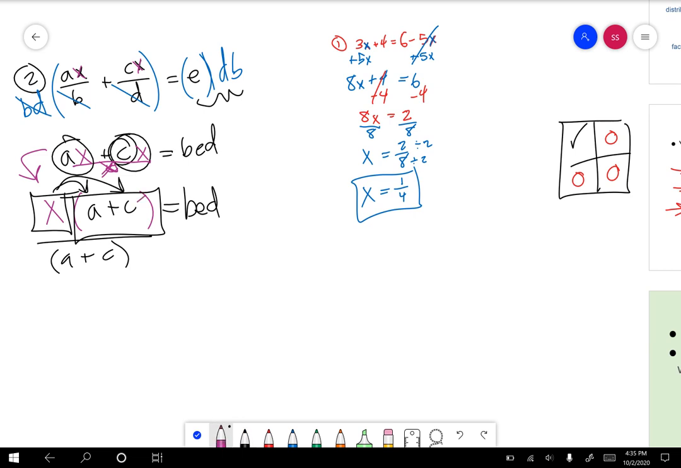Okay, so that'll cancel out. We're left with x on that side. On the right side, we have bed divided by a plus c. And there's our answer.